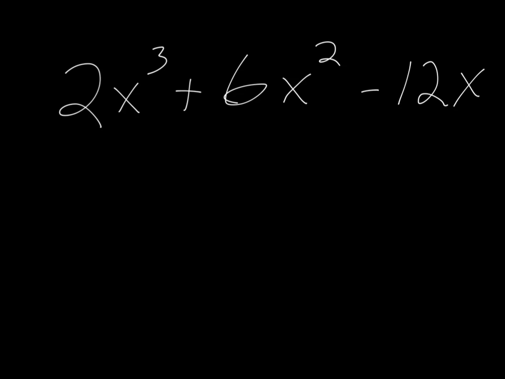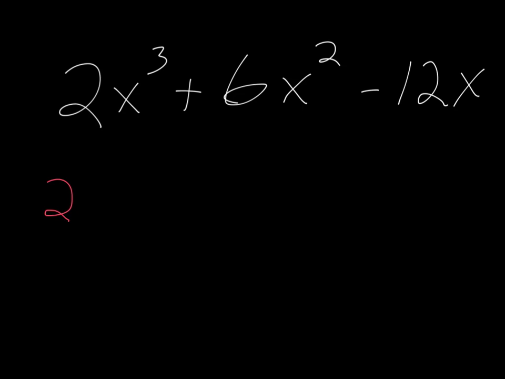Alright, so to start this problem, what you want to do is look at all the numbers first. I've got a 2, a 6, and a 12 here. I want to ask myself, what is the biggest number that can go into all of those? Well, 2, 6, and 12 are all even. I know that the number 2 will go into all of them. 2 is the GCF of 2, 6, and 12.